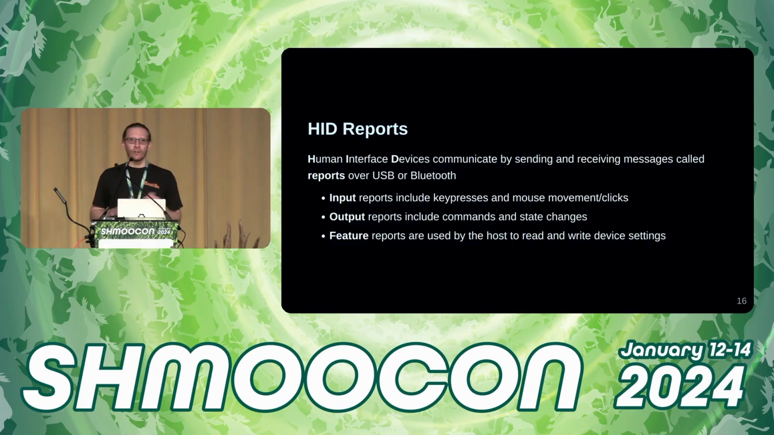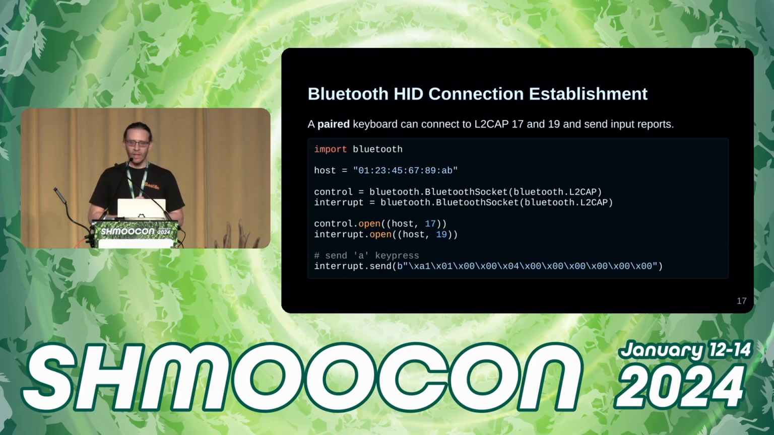And feature reports are sort of like a key value store that allows the host to write persistent settings to the device. And so assuming that you are paired with a host that supports Bluetooth HID, you can generally connect to that host and inject keystrokes by connecting to L2CAP ports 17 and 19. So this assumes, again, that you're already paired, but then you just connect to those two ports, and then you can send HID input reports with keystroke data to the host.